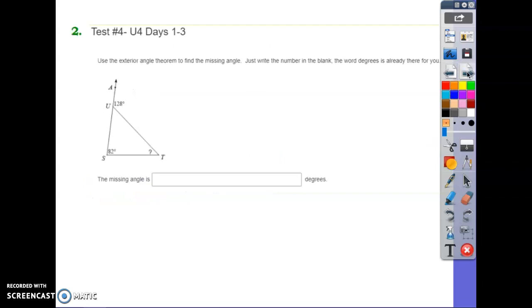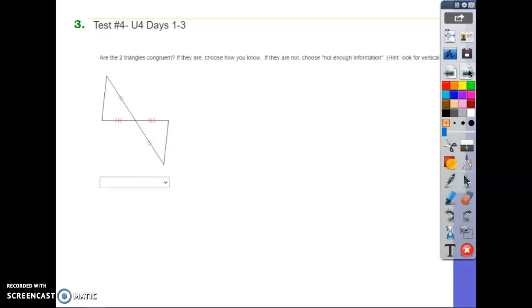Number 2, the exterior angle theorem tells us that 128 should equal 82 plus the missing angle. So that's going to be 46 degrees. Number 3, we have vertical angles as hidden information. Ooh, there we go. So this is SAS. Side, angle, side. There we go.